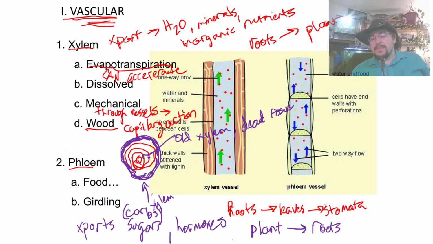So, if you expose phloem to the air, a plant will die.